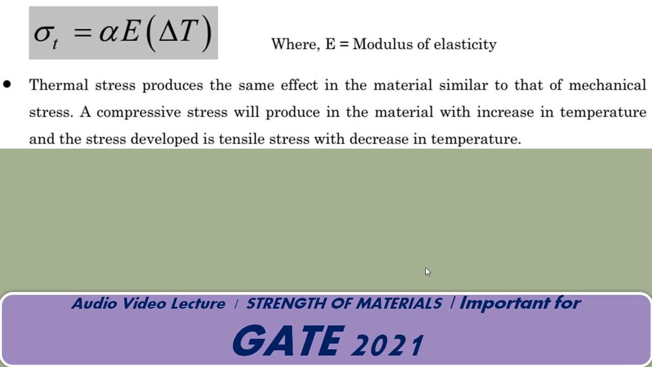So temperature stress is equal to alpha E into delta T, where E is the modulus of elasticity. The thermal stress produces the same effect in the material similar to that of mechanical stress. A compressive stress will be produced in the material with increase in temperature, and the stress developed is tensile stress with decrease in temperature. So if temperature is decreased, the stress developed is tensile. If temperature is increased, the stress developed is compressive.